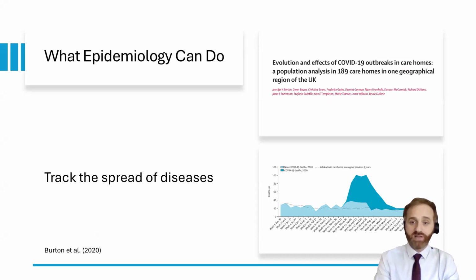For example, this graph illustrates the increase of COVID-19 related deaths compared to all other forms of death in those participating care homes. So through epidemiology, we could understand that the spread of coronavirus increased the likelihood of death, or the association with death, for those care home residents compared to other causes of death.